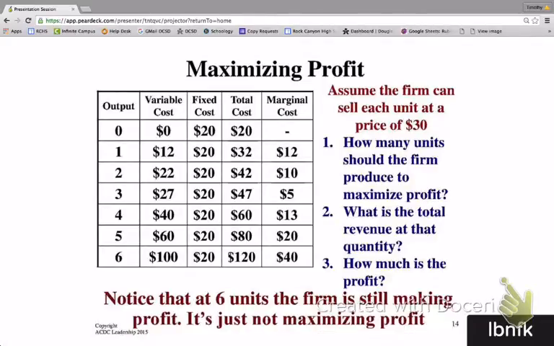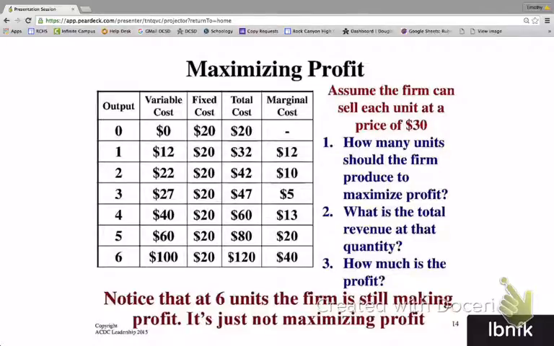Here's a graph that once again shows a profit maximizing firm. If you assume the firm can sell each unit at a price of $30, how many units should the firm produce to maximize profit? What is the total revenue at that quantity? How much is the profit?